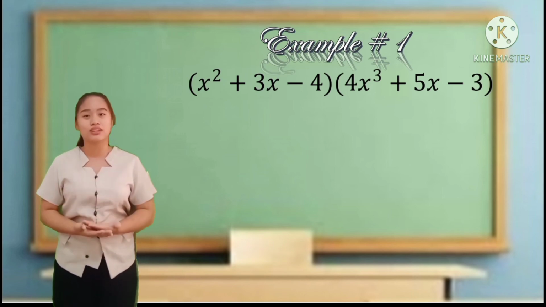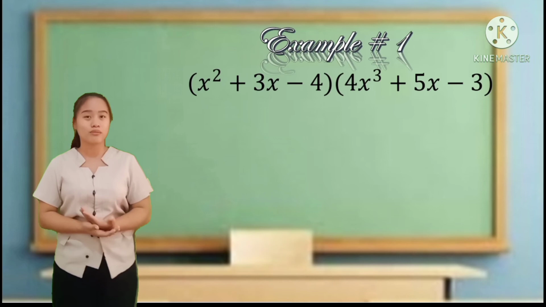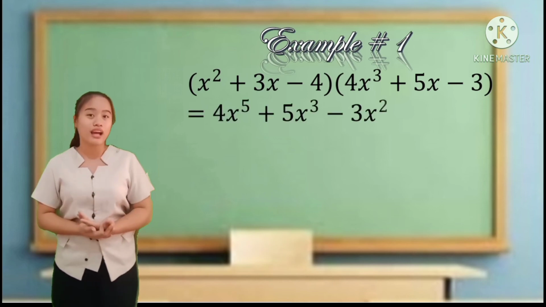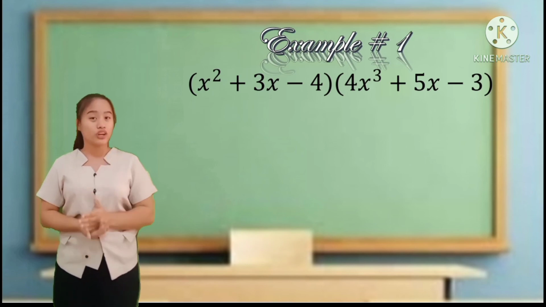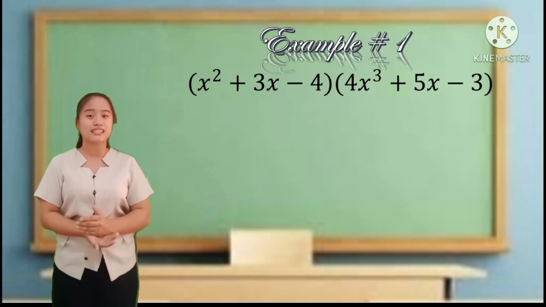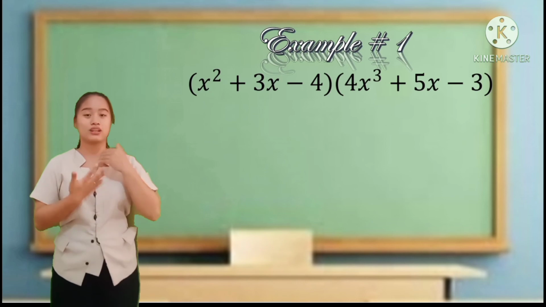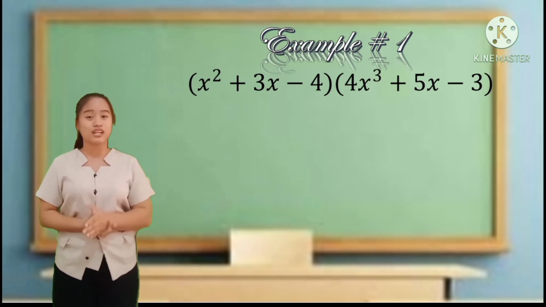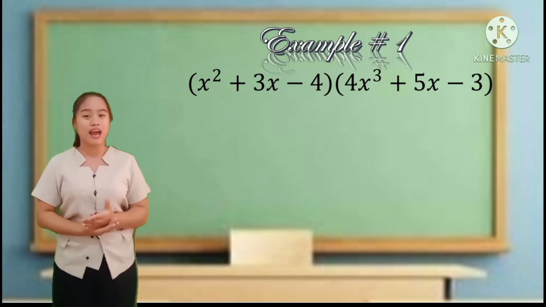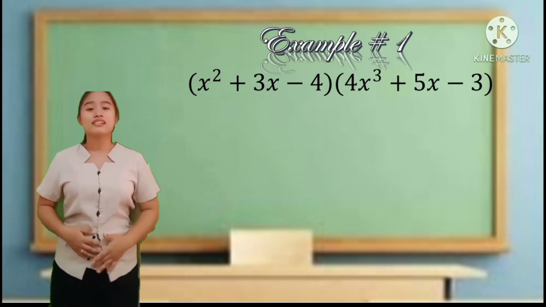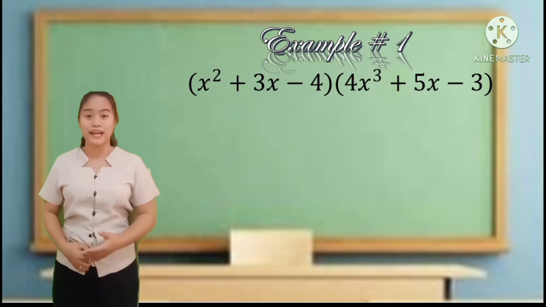Now let's distribute the terms in the first trinomial to our second trinomial. The first term, x squared, distributes to 4x cubed plus 5x minus 3. And then the next term in the first trinomial, 3x, multiplies 4x cubed plus 5x minus 3. And then for the last term of the first trinomial, we have negative 4 multiplied by 4x cubed plus 5x minus 3.